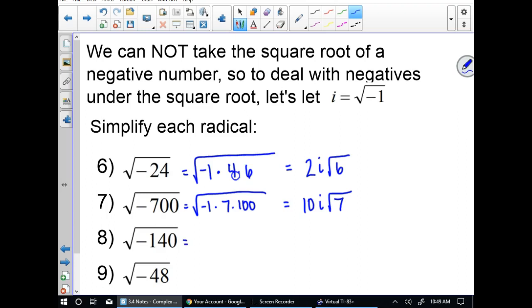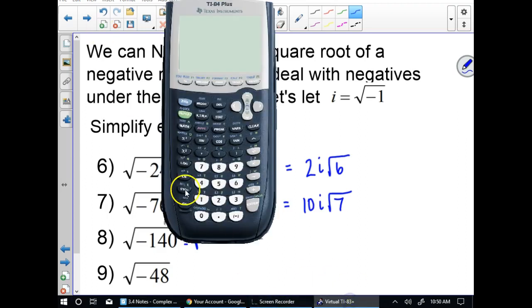Alright. Let's see, Stephanie, what about number 8? Negative 140. What could I break that down into? Okay. So we'll start testing if we're not sure. If we start testing, I know there's a lot of numbers that won't go into it. Like, I know 100 won't go into it. 81 is too big. Let's see, after that, we would have 49. I'm pretty sure 49 won't go into it. Then we could go 36. Maybe 36 might work.